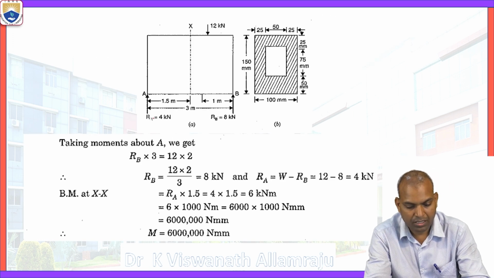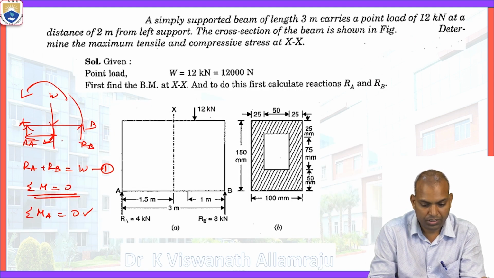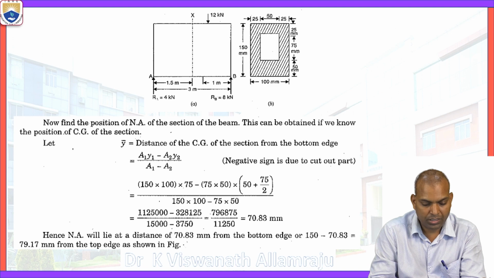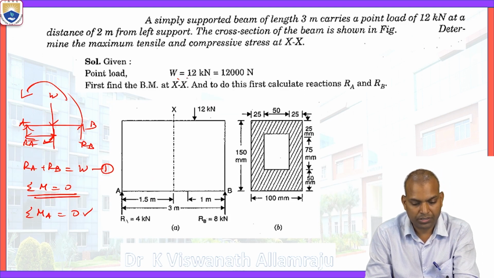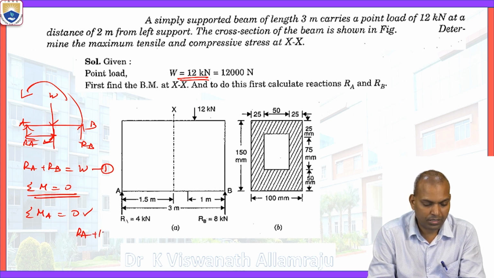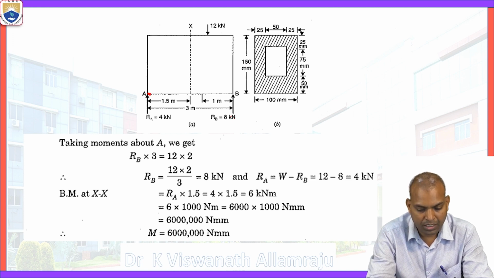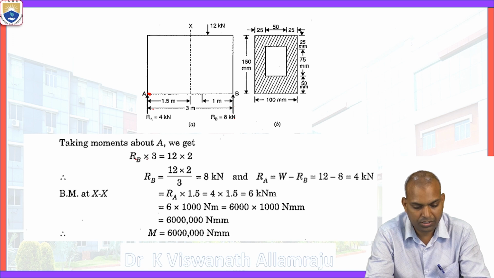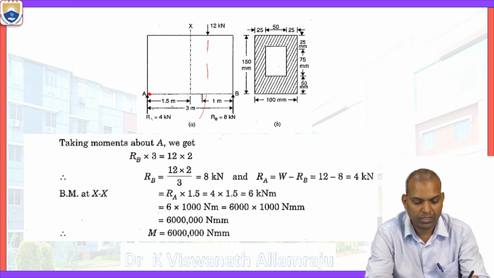The first equation: RA plus RB equal to 12 kilonewtons, that is 12,000 newtons. Next, take moments about point A. Then RB into 3 meters equals 12 into 2 meters, the load acting in the clockwise sense.